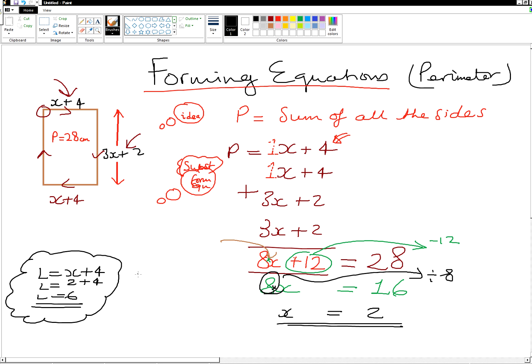Now the width is 3x plus 2. The x value is 2, so 3 times by 2 is? 6 add 2 is? 8. So we can say now that the width was equal to 8. And 6 add 8 will give you 14, add another 14 gives you 28. That works. And that's the end of that particular question. Remember the x's by themselves have a value of 1.